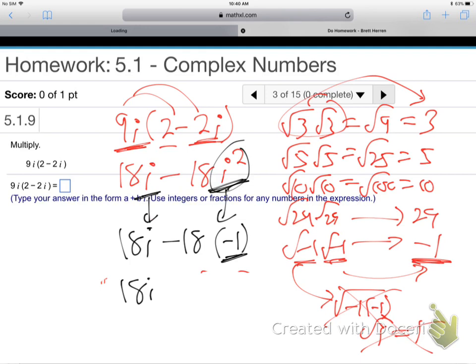So what do we have? 18i plus 18. There's the answer. So it really just reverses the sign of whoever it's with, huh? i squared does, because it's negative 1. Good?